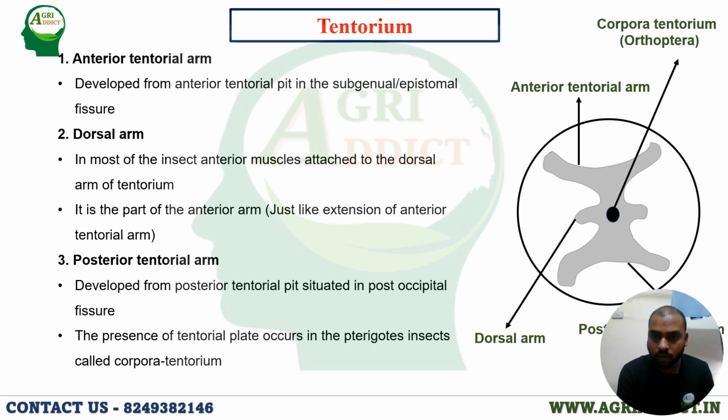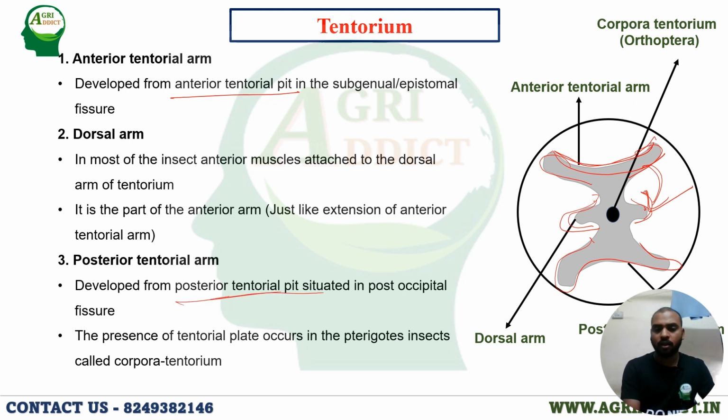You see here, I have told you before these different types of arms. One is the anterior tentorial arm, and that is derived from the anterior tentorial pit. Here, this is the dorsal arm. Remember only one thing: this dorsal arm is the extension of this anterior tentorial arm. The question will come, which structure is the extension of the anterior tentorial arm? This is called the dorsal arm, and this is the posterior tentorial arm, that is derived from the posterior tentorial pit. Only these three questions have a chance of coming in the exam.